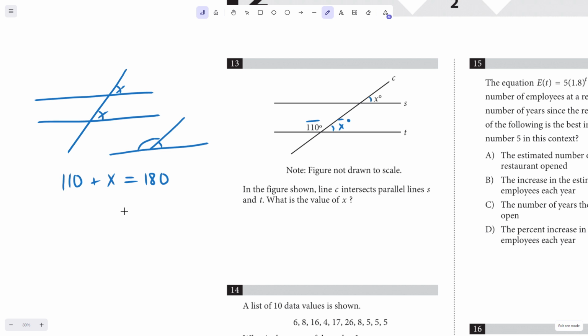These are all degrees, by the way. So x is equal to 180 minus 110. And we get x equal to 70 degrees. So there we have it. The correct answer is 70 degrees.